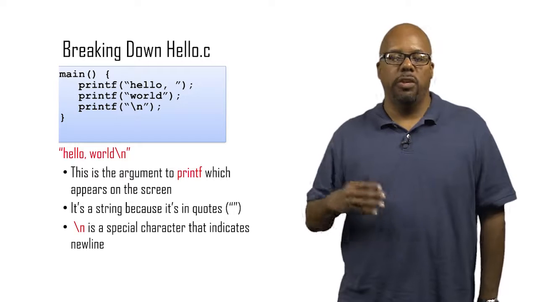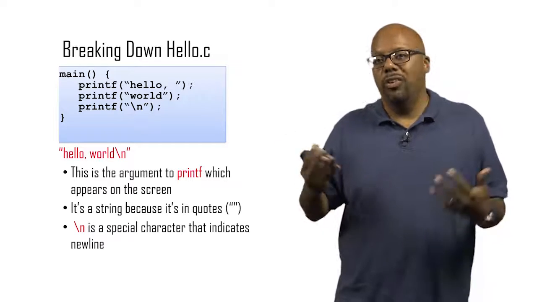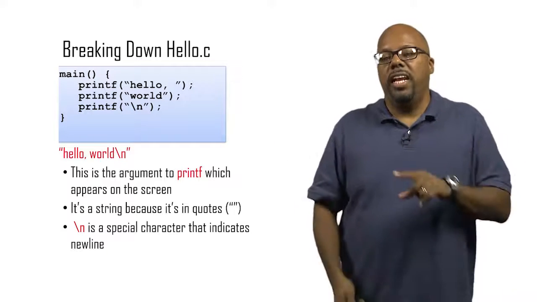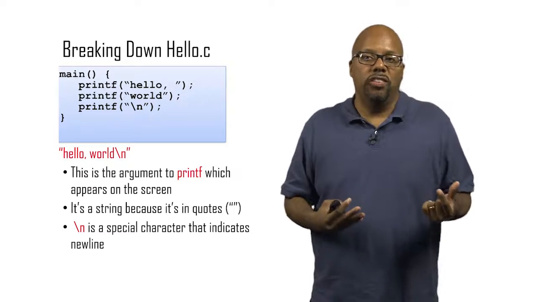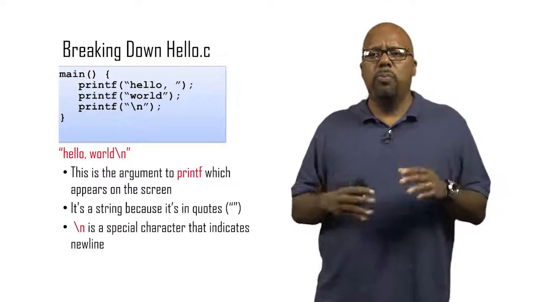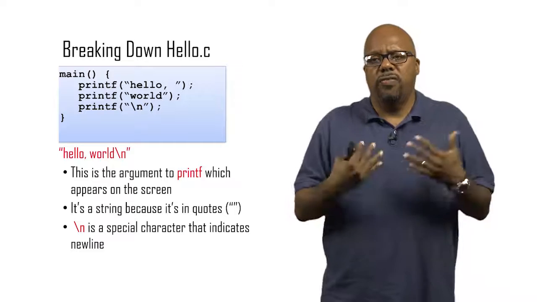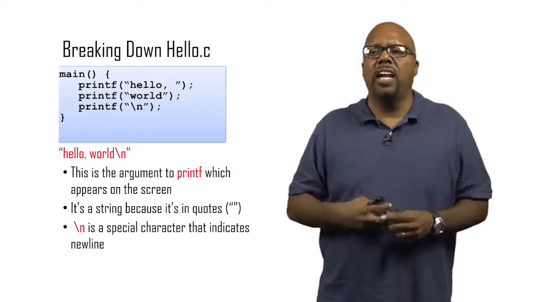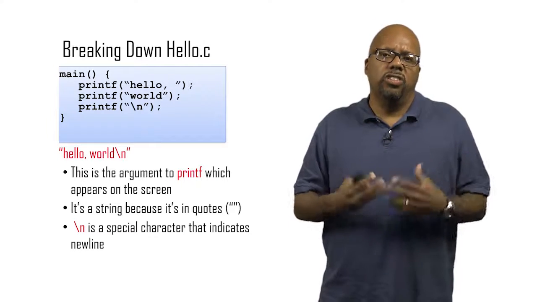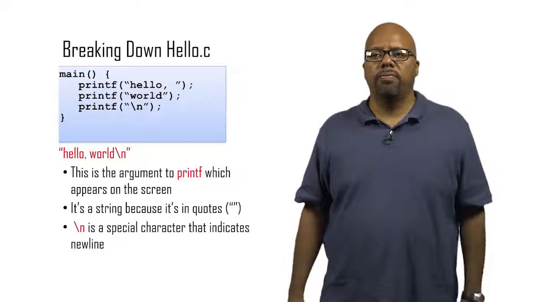But \n is useful because carriage return is something you often want to print. Even in the Arduino, when we start using the serial interface, we'll be printing stuff to the screen for diagnostics and debugging and stuff like that. And we'll want to put carriage returns in there so that we can read the text.